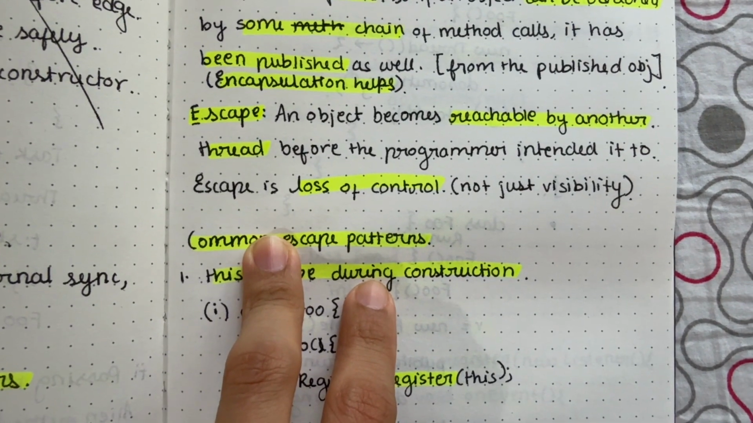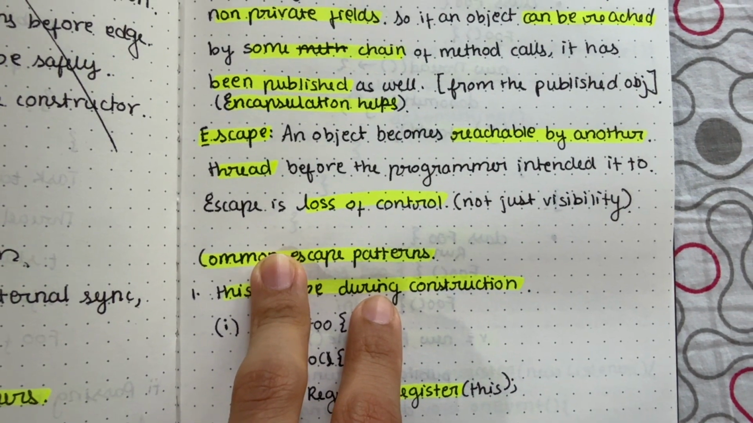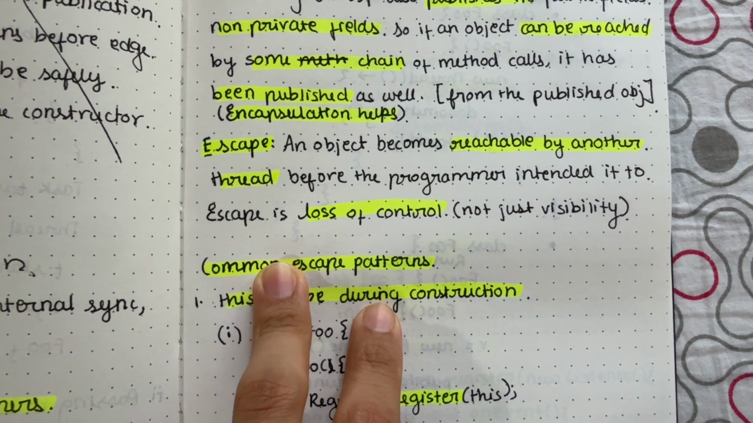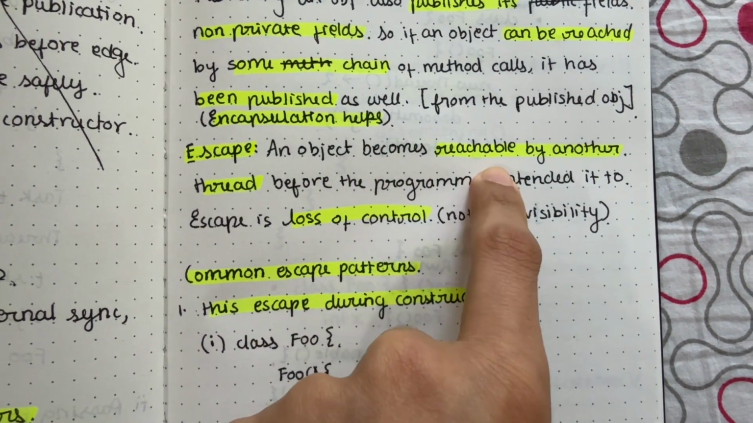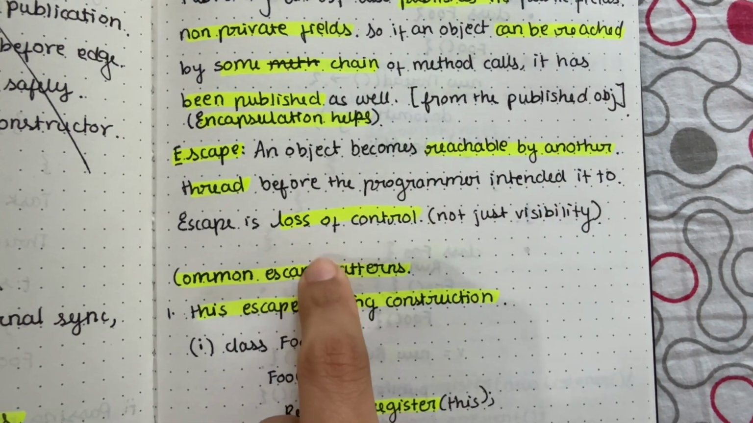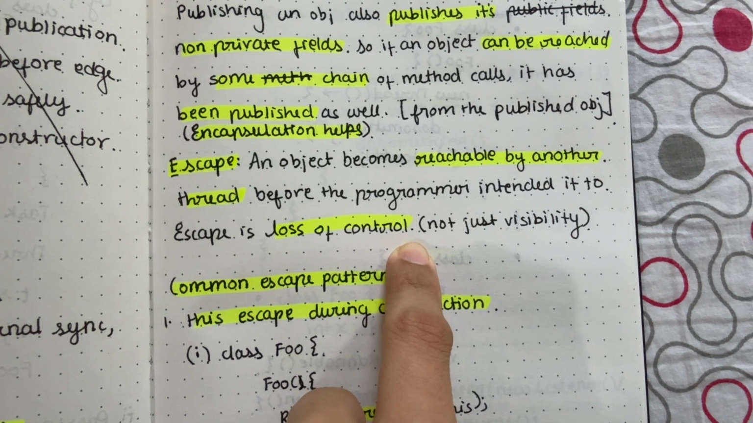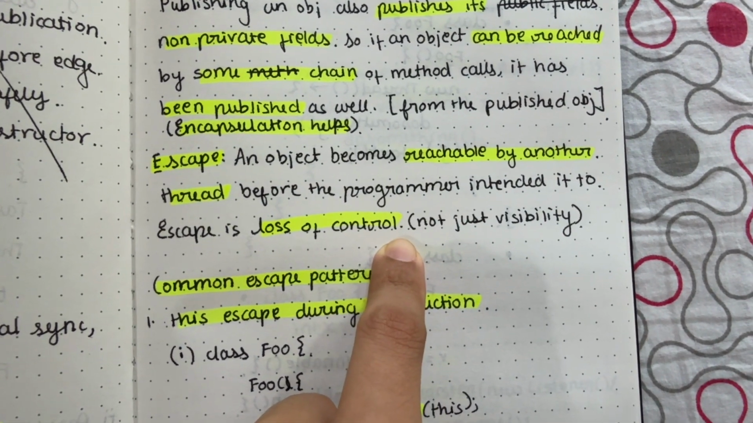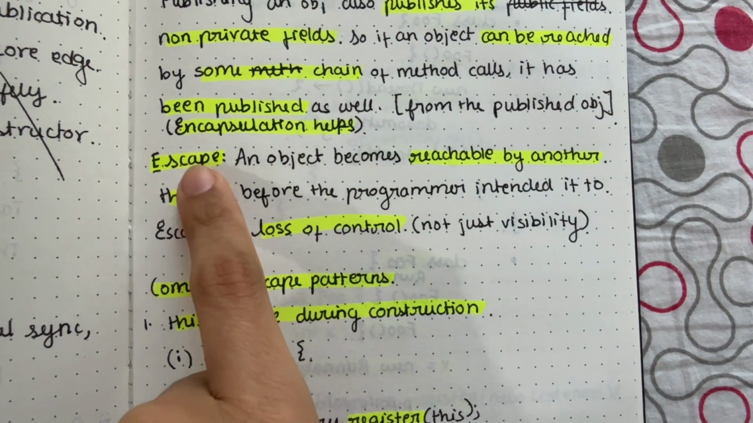We saw what is publication, safe publication and unsafe publication. We also saw what is a happens before edge. Now let's see what's an escape. An object becomes reachable by another thread before the programmer intended it to. So escape is loss of control. So you didn't want to publish that object, but it got published by mistake. That is what is called an escape.